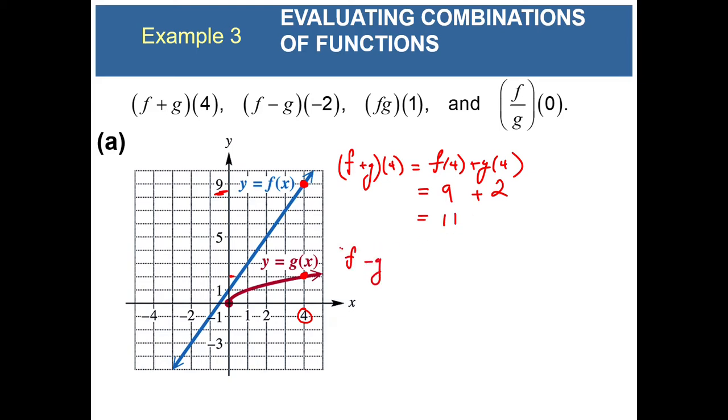F minus g of negative 2 is equivalent to f of negative 2 minus g of negative 2. We'll look for f of negative 2 first. We'll plug in a negative 2 and see what the output is. The output here is negative 3. So f of negative 2 is negative 3.